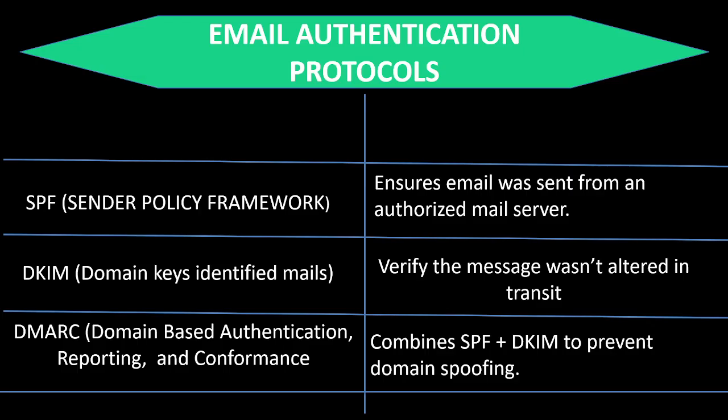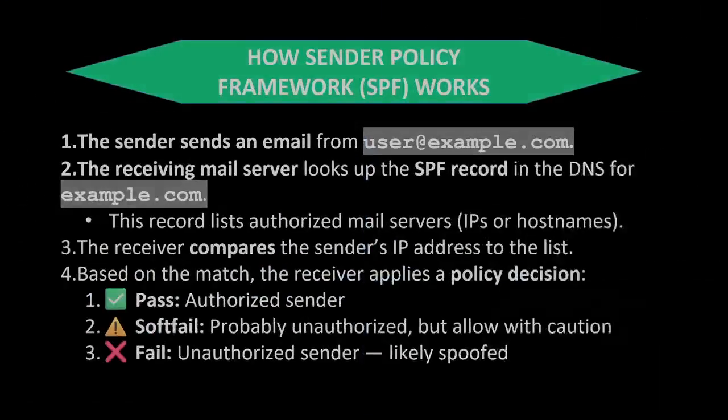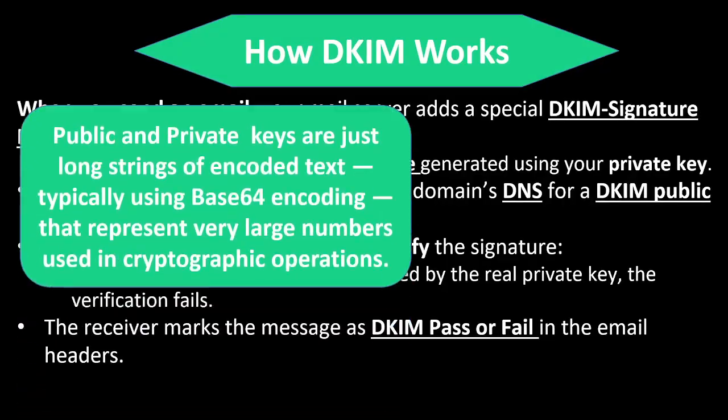Together, these three work like airport security. So it's an analogy, please pay attention. Together, these three, SPF, DKIM, and DMARC, work like airport security. SPF checks your ticket, DKIM verifies your ID, and DMARC decides whether to let you in or not. Let's see how DMARC works.